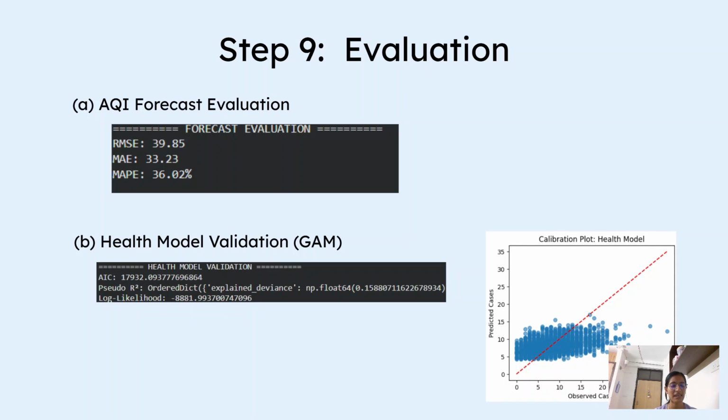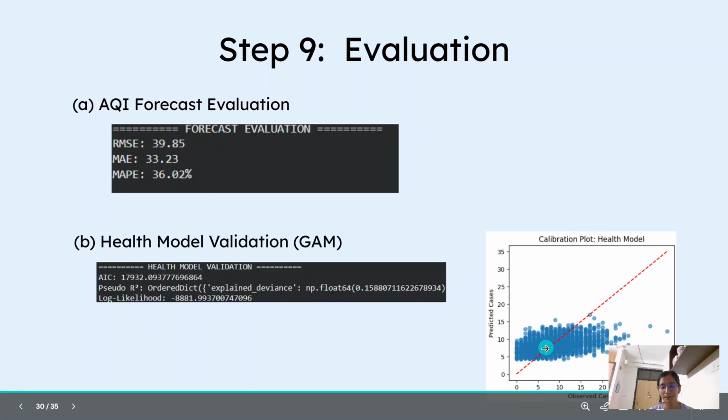The next step is the model evaluation step. First, we evaluate the AQI forecast. Here we get the RMSE value 39.82, MAE 33.23, MAPE 36.04. And for the health model validation, for the GAM model, AIC is 17932, pseudo R square is 0.598, log likelihood is minus 881.93. Here we can see the predicted case and observed case graph of the health model.